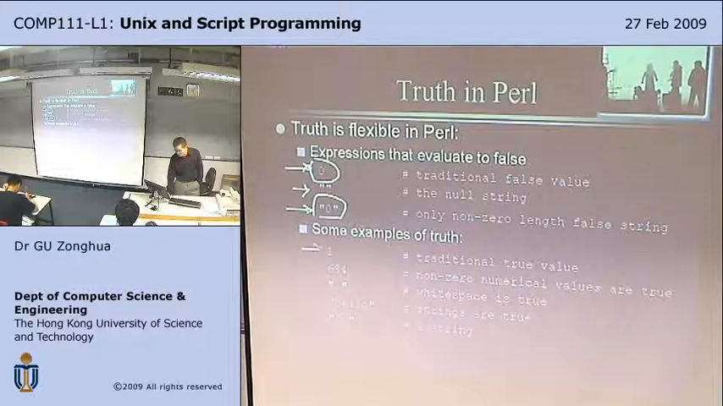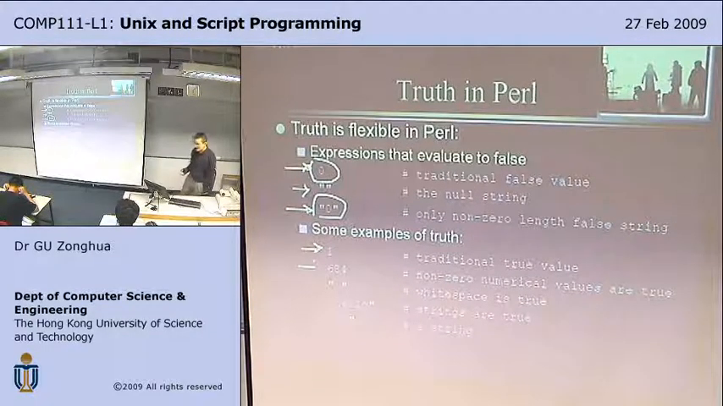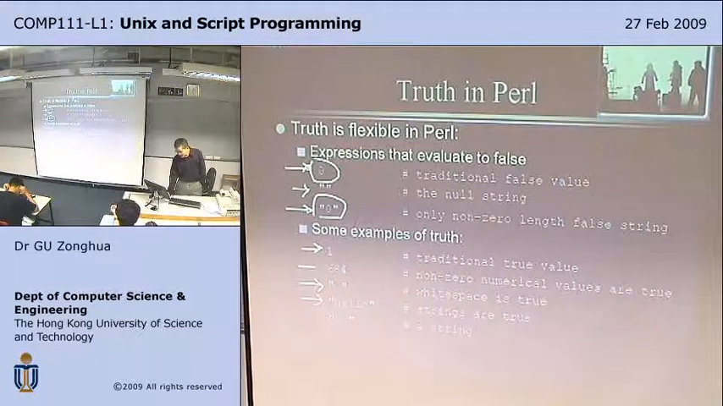So traditional truth value 1 is true. Any non-zero numeric value is true. White space is true. Strings are true. And this guy, 00 in a string, is also true.